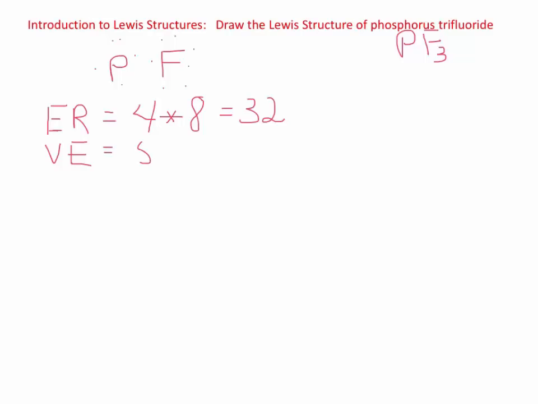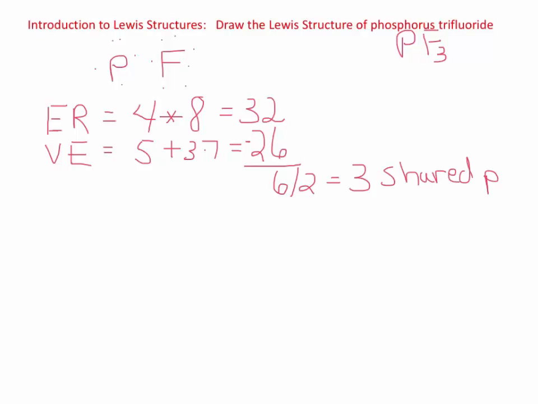Valence electrons would be the 5 that phosphorus brings in, plus 7 times 3, because there are 3 fluorines with 7 electrons that the fluorines bring in. Doing the math, that turns out to be 26. If we take 32 and subtract 26, we'll wind up with 6 electrons, which divided by 2 tells us that we will have 3 shared pairs. Another word for shared pairs is, of course, bonds.